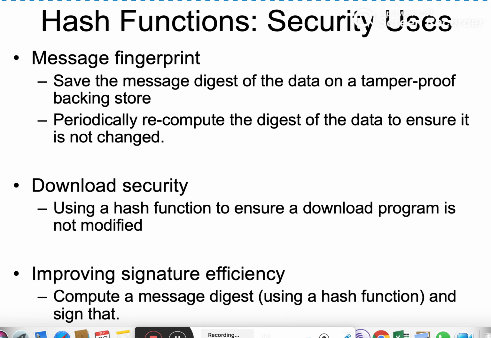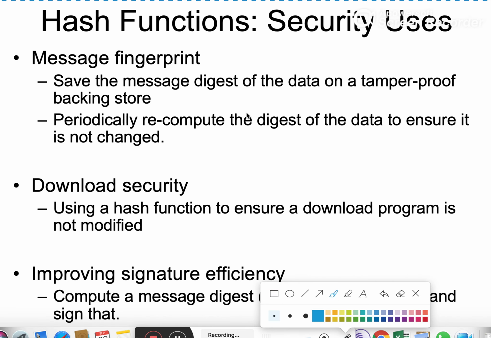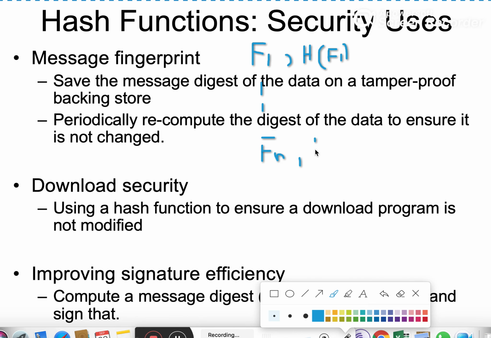Like you have a file F1, and all the files in your system. When file F1 is stored on the system, F1 is stored along with the hash of F1. And the same is true for all the files on the system, like F1 to Fn. All the files that we have on a system, the file along with its hash is stored.